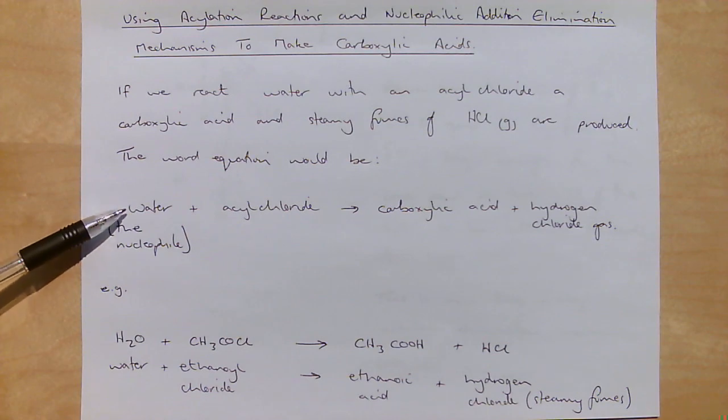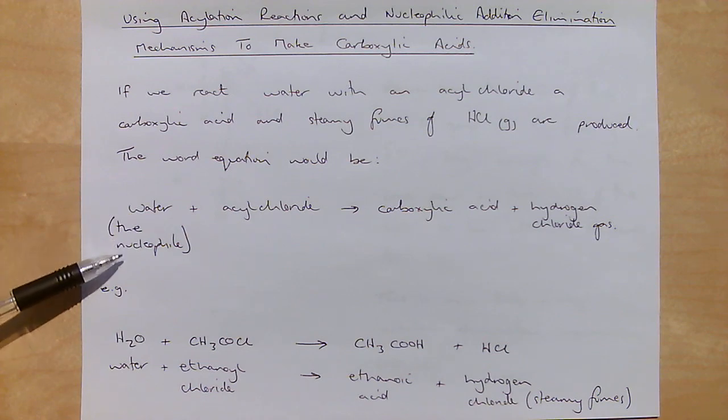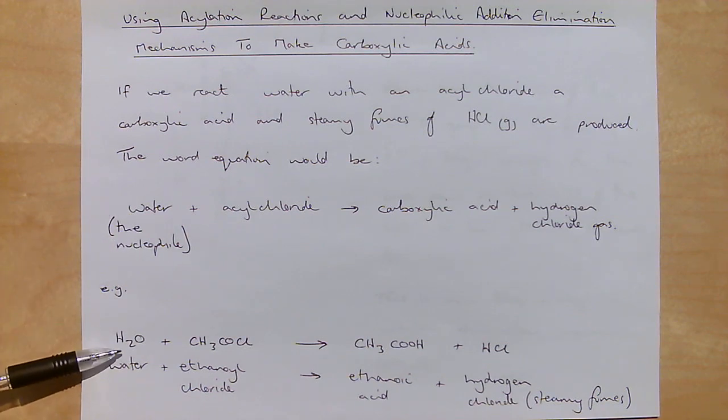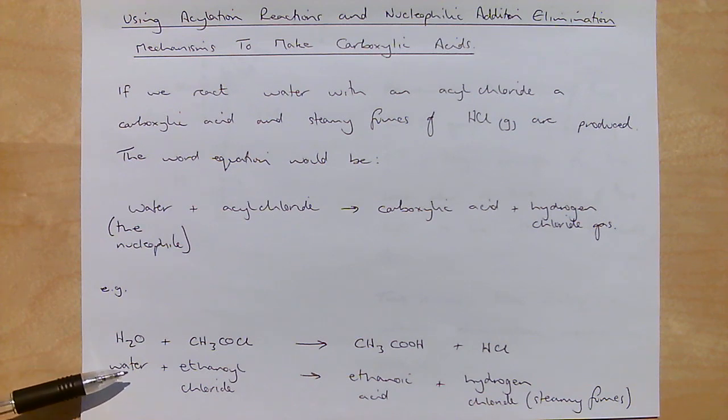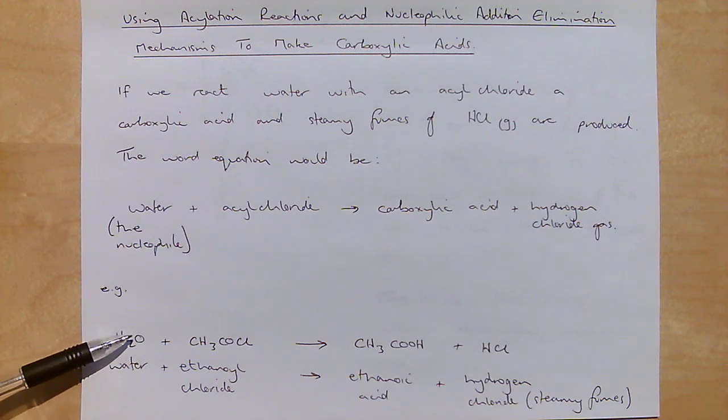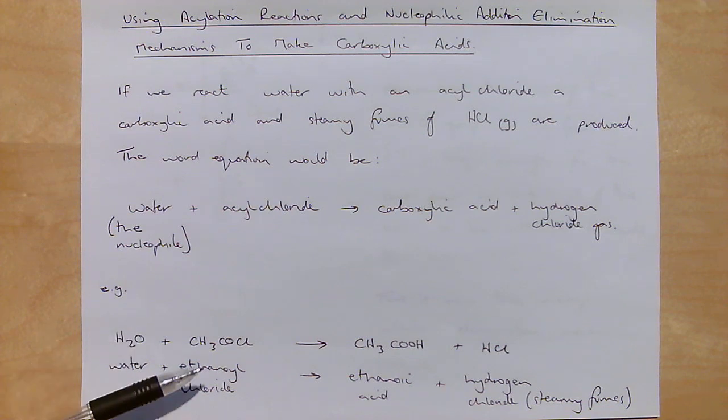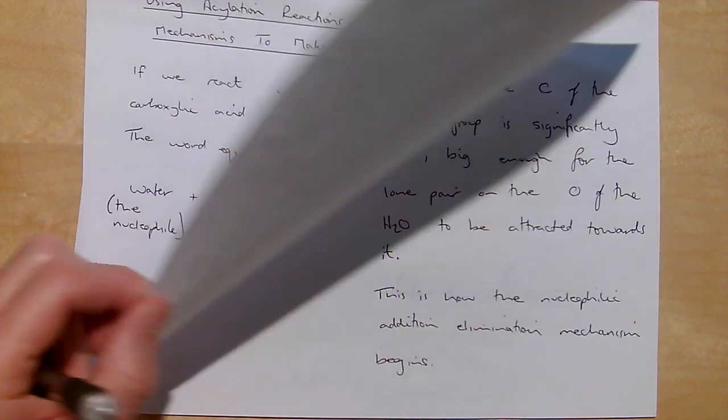In this reaction the water is the nucleophile. So there's my water, and that's my nucleophile. If you remember about the structure of water, it's got two lone pairs on the oxygen, so two non-bonding pairs on the oxygen, and it's one of these electron pairs on the oxygen which attacks the delta positive of the COCl group. So water plus ethanoyl chloride goes to ethanoic acid plus hydrogen chloride gas, steamy fumes of HCl.